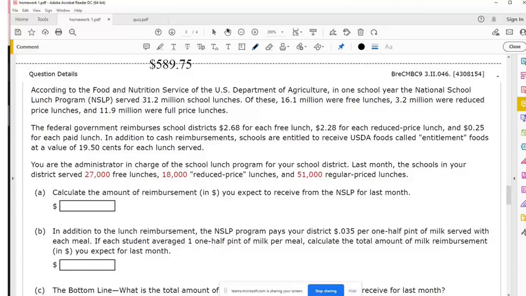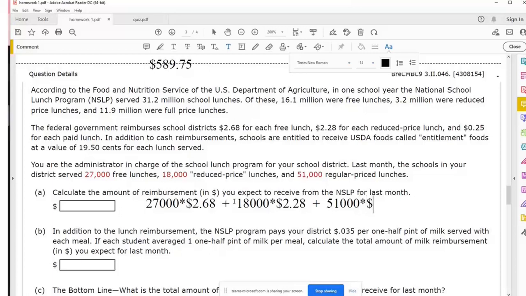So part A asks us to calculate how much money we're getting back. In the problem, it says there's 27,000 students that get free lunch, and we get $2.68 per student, so we want to multiply those two. There's 18,000 students that get a reduced price lunch, so we get $2.28 per reduced price lunch. And then there are 51,000 students that get regular price lunch. They're getting 25 cents per lunch. That's the calculation you'll want to make for part A.